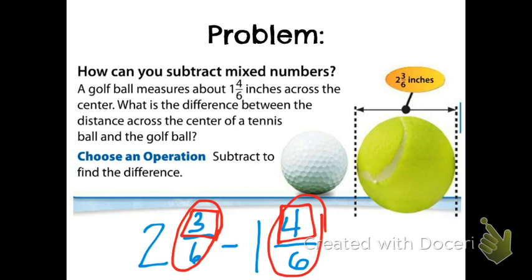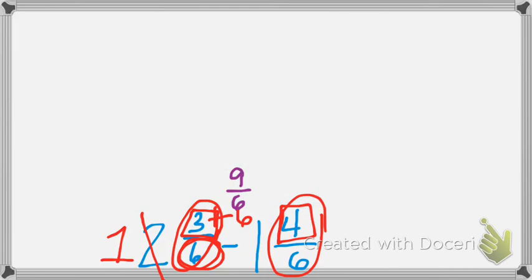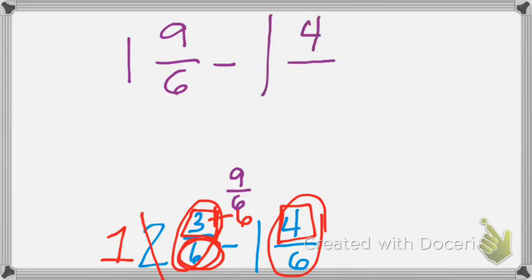But our borrowing is going to look a little bit different. I can borrow from my 2, and I'd borrow 1 whole. So my 2 would become a 1. If I am borrowing a whole of 6, I am borrowing 6/6. So I actually end up adding 6/6 plus 3/6. So I'm going to add 3 plus 6, and I would get 9/6. So now my new subtraction problem would actually be 1 and 9/6 minus 1 and 4/6.